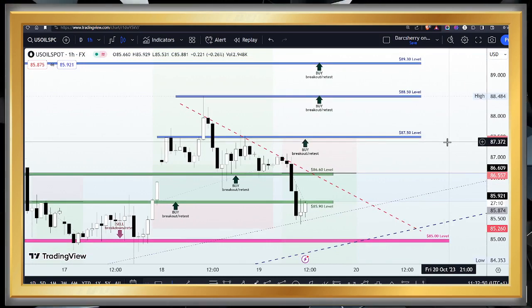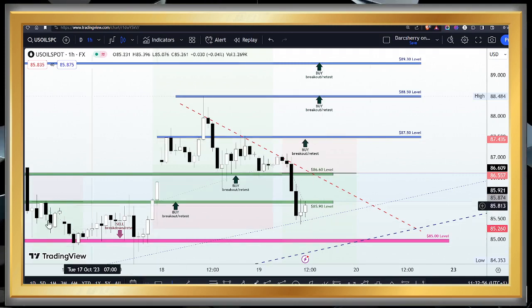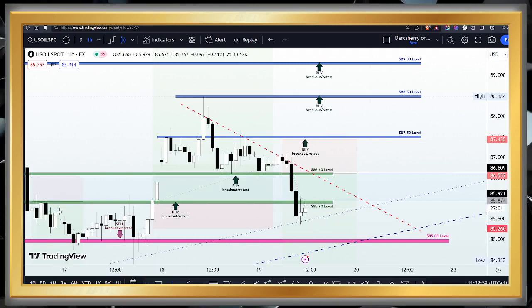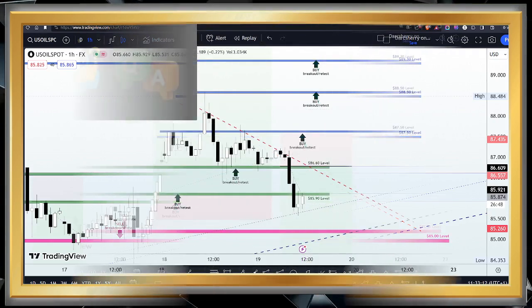So I don't know if you have any questions. If you do, feel free to let me know in the comment section. I will be taking the next 10 to 15 seconds off to see if there are any questions whatsoever, while you also use that time to mark out these levels on your chart, as you will be needing them as a reference point to guide your independent trading decisions.